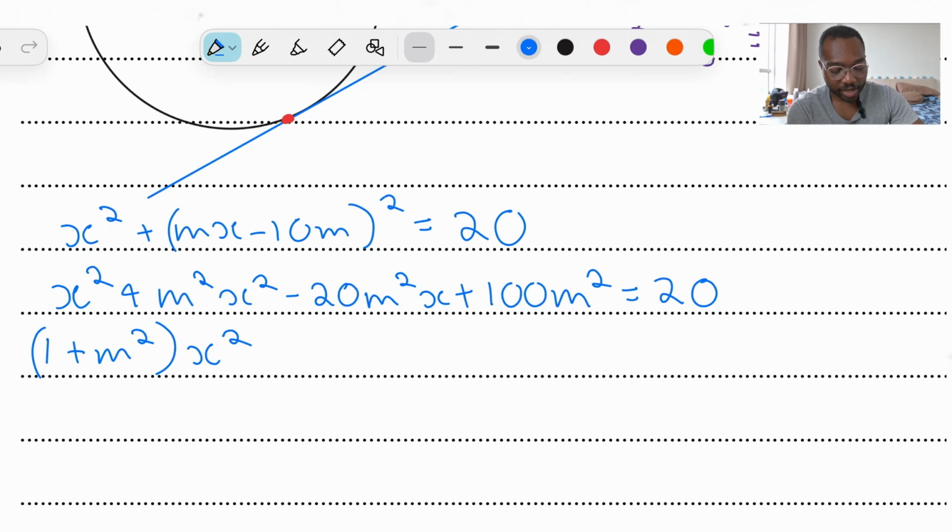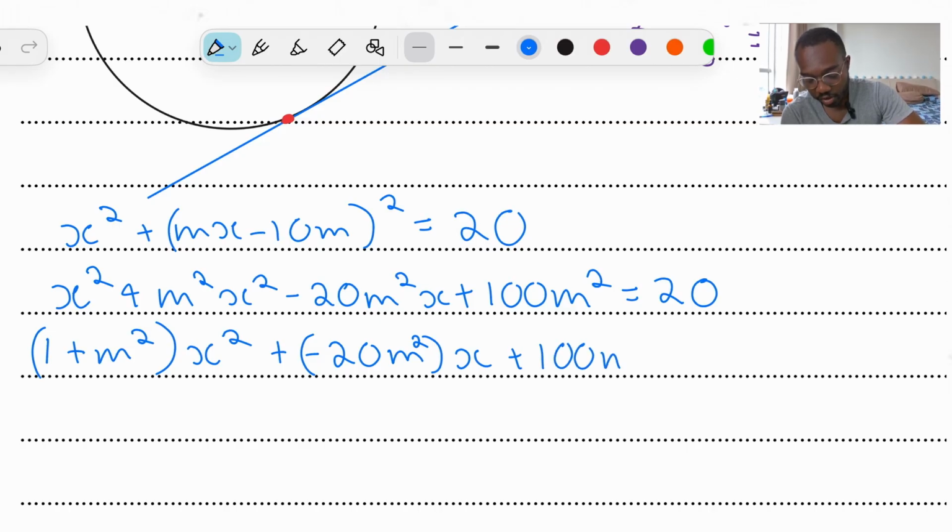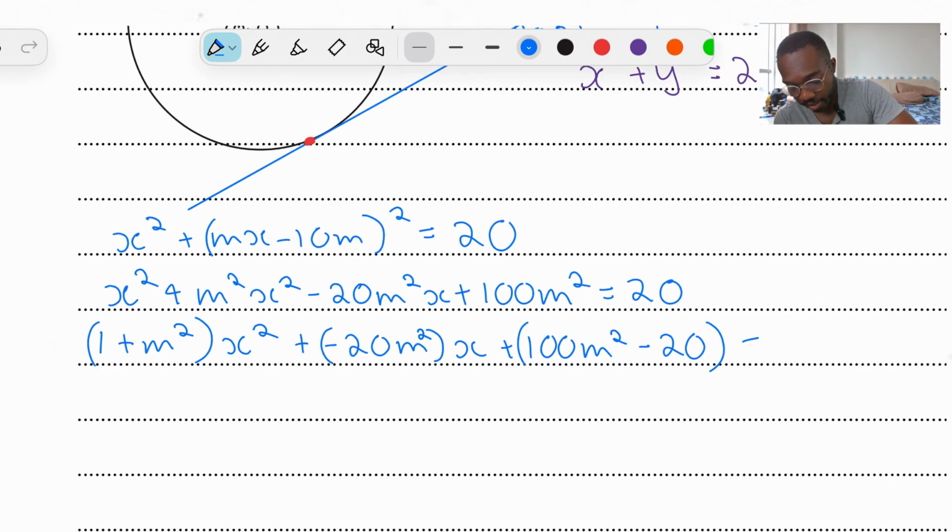So I've just taken my x squared and my m squared x squared, and I've factorized it now with x squared being outside. And then we get plus minus 20m, okay, and that is also minus 20m squared, and that's also going to be times by x. And then we have the 100m squared. I'll just do brackets around that as well. My bad, that'll be minus 20. And then that will be equal to 0. So what I've done is I've brought everything to the left side, and I've just factored out what I can to get all my x squares together, my x together, and my constant values together.